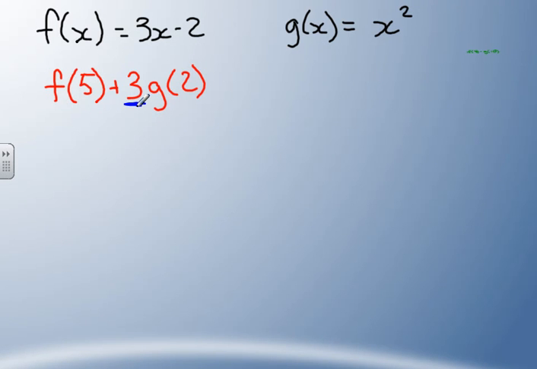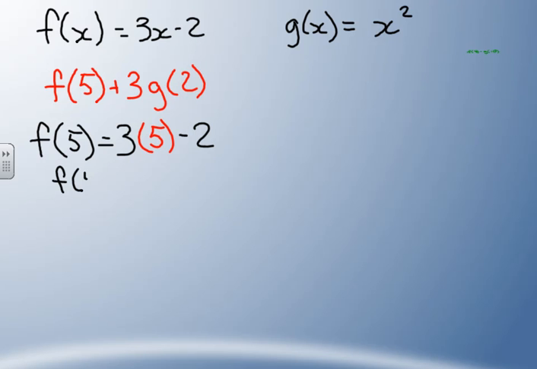So, let's do that. f(5) first. Going into my f function, f(5) equals 3 times, and wherever we have an x, we're going to put in a 5. f(5) = 3 × 5 - 2. 3 times 5 is 15, minus 2 is 13. So, f(5) equals 13. Good.